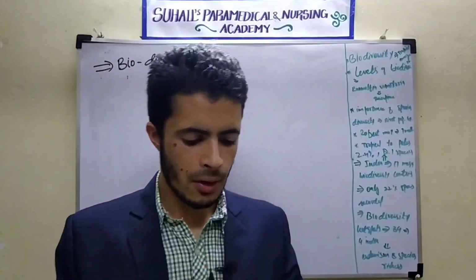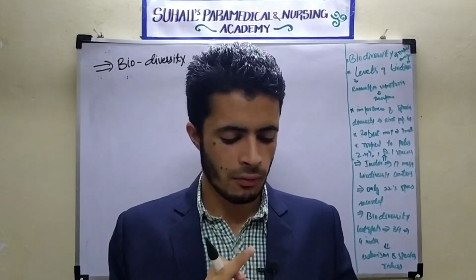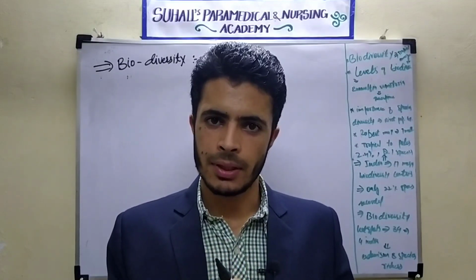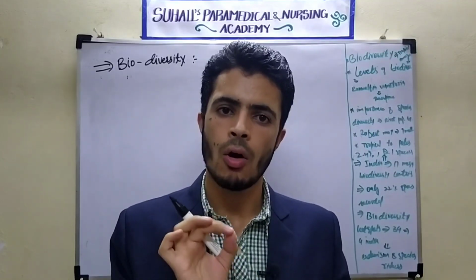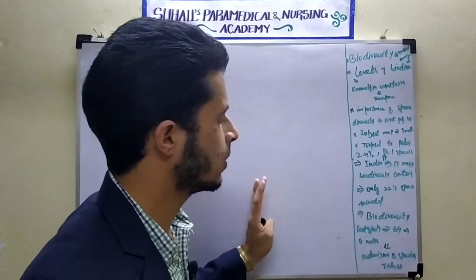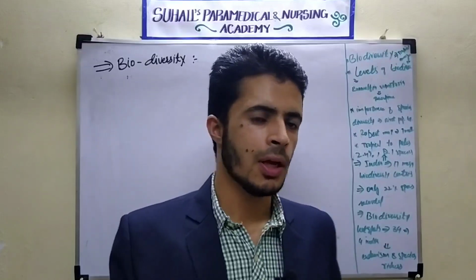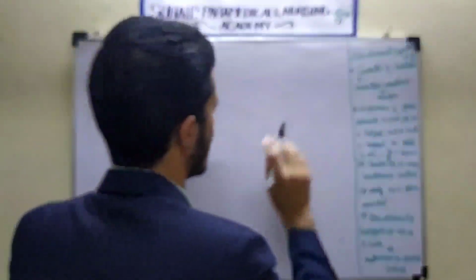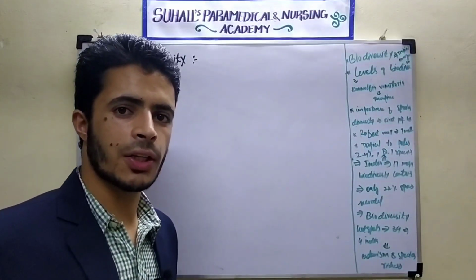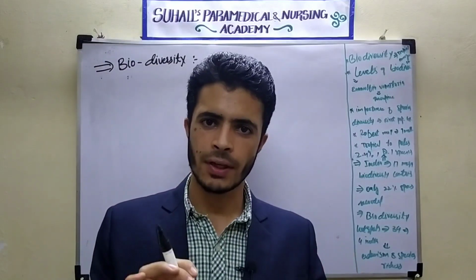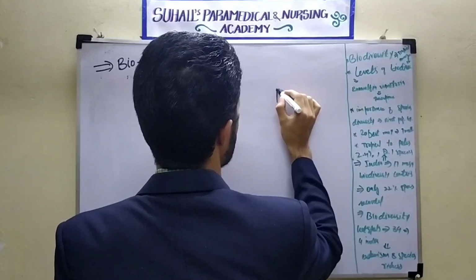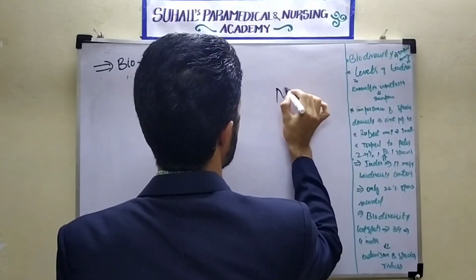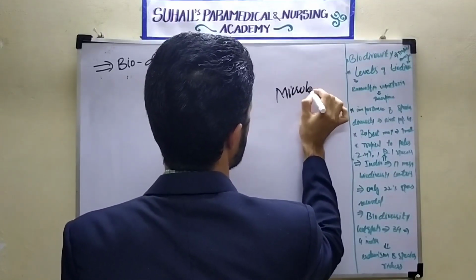First, biodiversity can be defined as the variety and variability of living organisms which are present on the earth. We all know that on the earth, on the biosphere, there are different types of living organisms. A living organism can be a bacteria, or we can say a microbe. We know what comes under microbes.